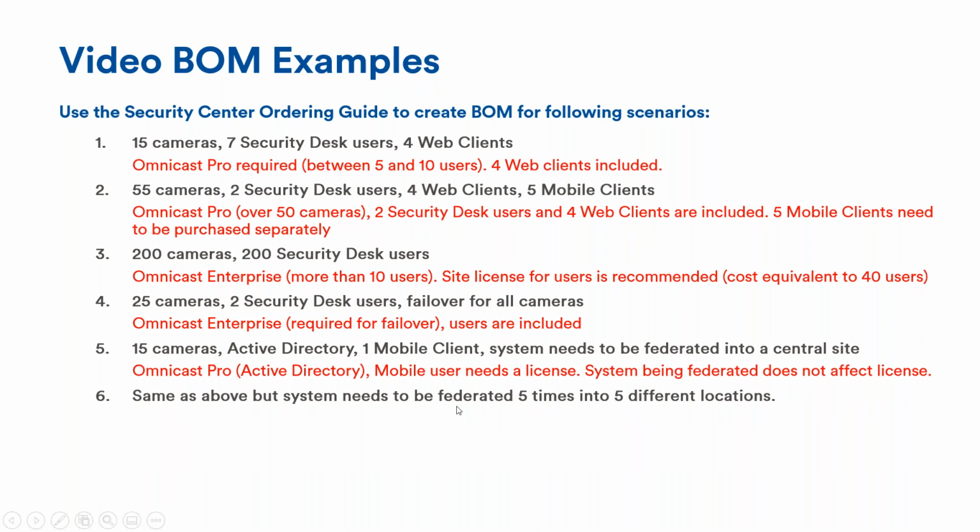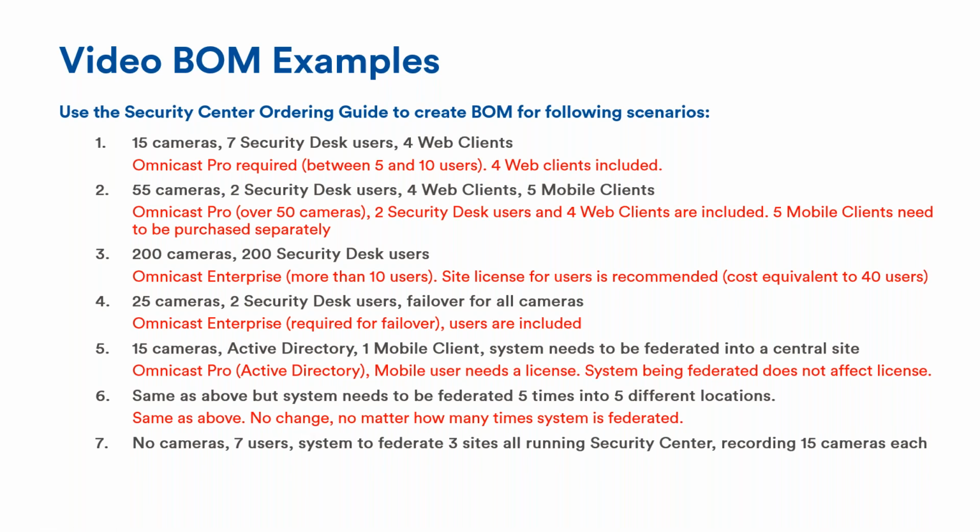Next is same as above, but needs to be federated 5 times into 5 different locations. So again, it's the federated system, not the federating system. There are 5 head ends, so to speak, that want to connect to it to view its cameras and events. And again, it's the same as above because there's no change in licensing no matter how many times a system is federated, right? It's the federated system, so no additional licensing is required.